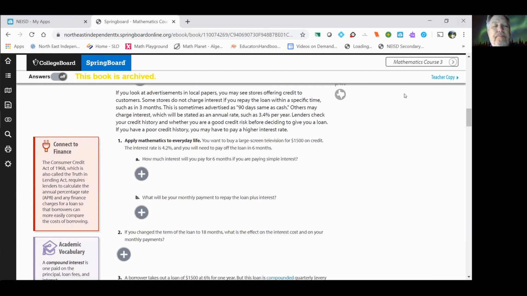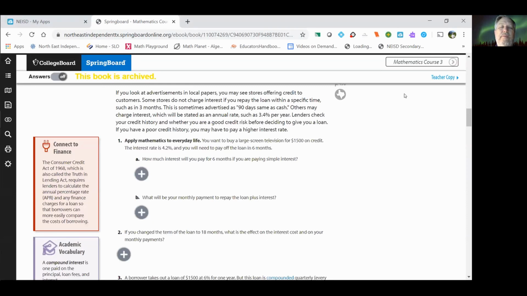Item 1. Apply mathematics to everyday life. If you want to buy a large screen television for $1,500 on credit, the interest rate is 4.2%, and you will need to pay off the loan in 6 months. First question, A: how much interest will you pay for 6 months if you are paying simple interest?